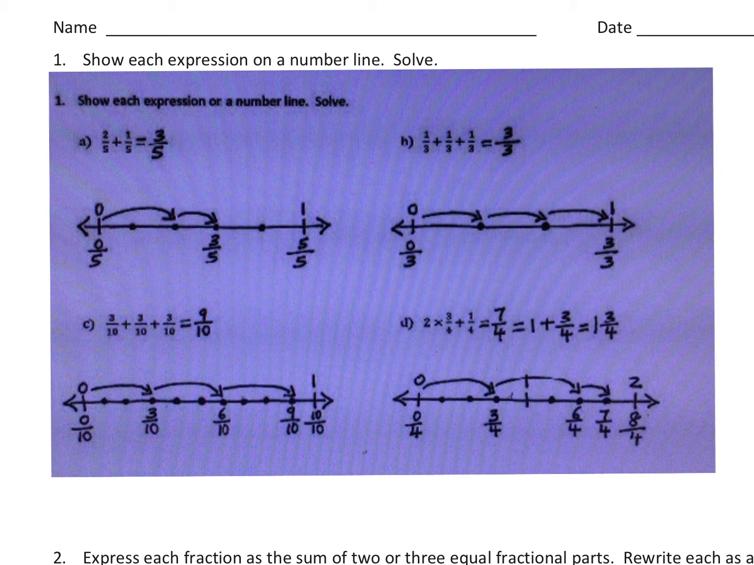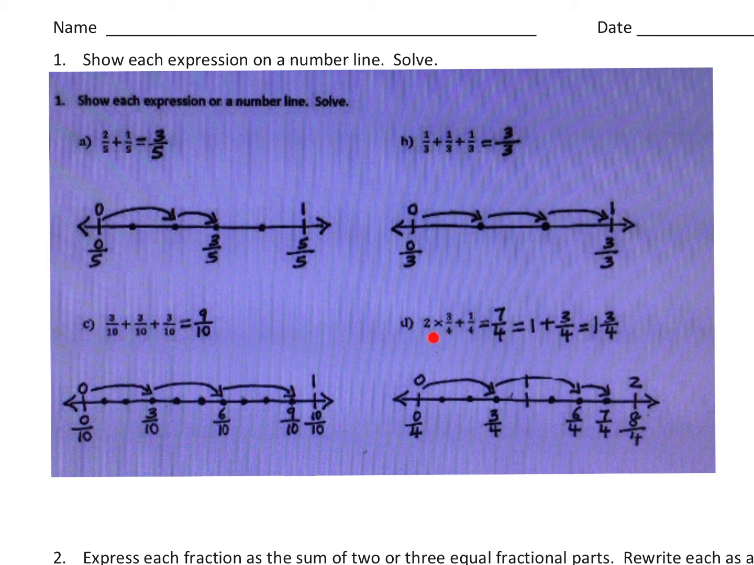So here we have our answers for B, C, and D. Right, we see right here you should have gotten 3/3, which is equal to 1. Over here, we got 3/10 plus 3/10 plus 3/10. Well, 3 plus 3 plus 3 gives me 9. The 10th stays the same, so I drew mine down here. I stopped 1 short of 10/10, right? Because that would be 1. We don't have 10/10, we have 9/10.